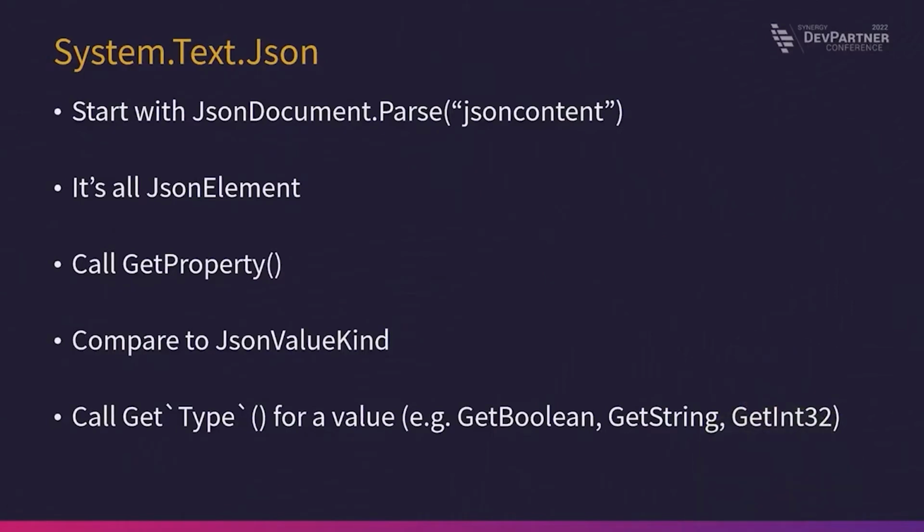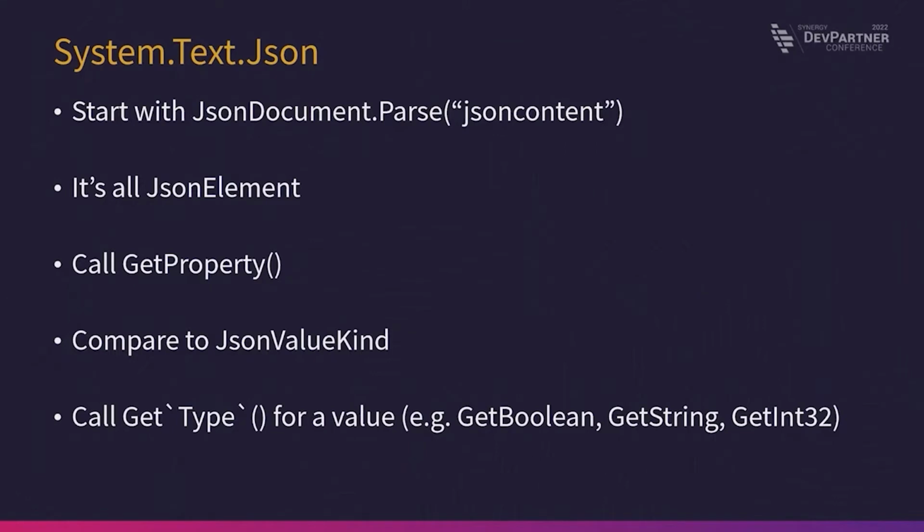What does System Text JSON look like? After you import the namespace, you have access to a few types and enums. In order to get started with processing JSON, you just need to call JSON document.parse with some kind of JSON content, either string or a handle. That's going to give you back a JSON document object with a root element property. That root element is a JSON element. And from there, everything else is JSON elements.